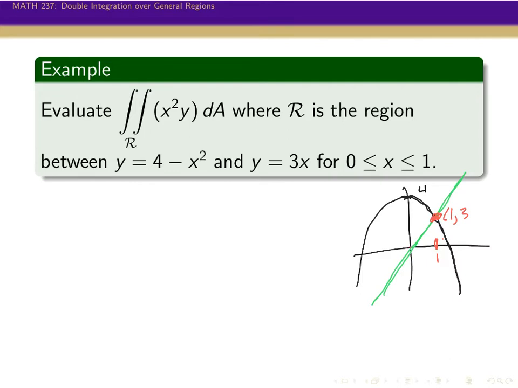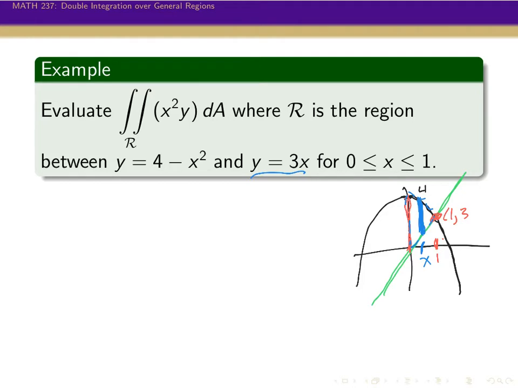And then for some x, there's 0, for some x in between here, the region is between the line and the parabola. Okay, so the region overall is this almost triangular shaped region here. It would be triangular if it wasn't a parabola on top. And for each x value, we're integrating from the line y equals 3x to the parabola.